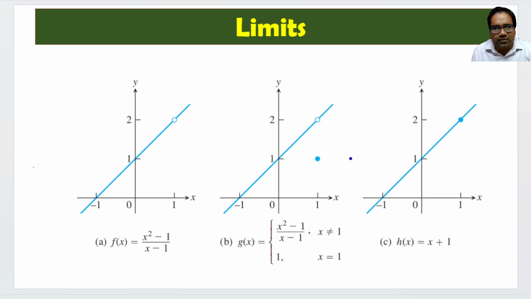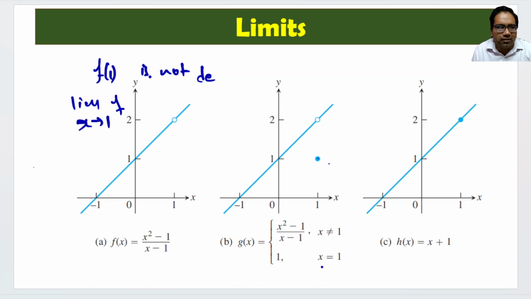Okay. So let us take these three cases. We are defining this function x square minus 1 by x minus 1. Obviously, at x equal to 1, there is a hole. Okay. Here in this function g of x, we are trying to fix this hole by defining some other number. When x equal to 1, we are defining this as 1, not 2. Here, h of x is x plus 1. In these three cases, here f of 1 is not defined. Right. But limit x tends to 1, f of x is 2.